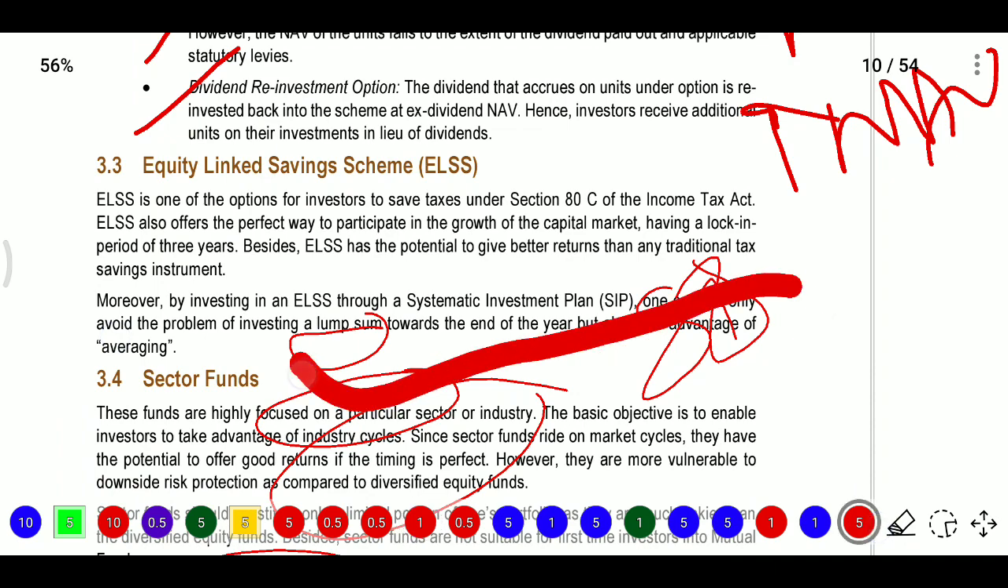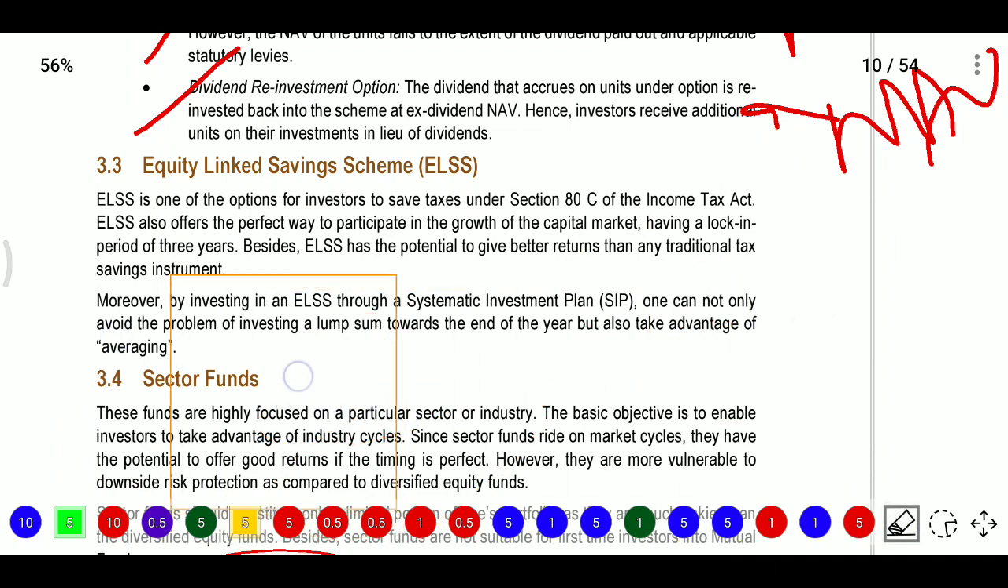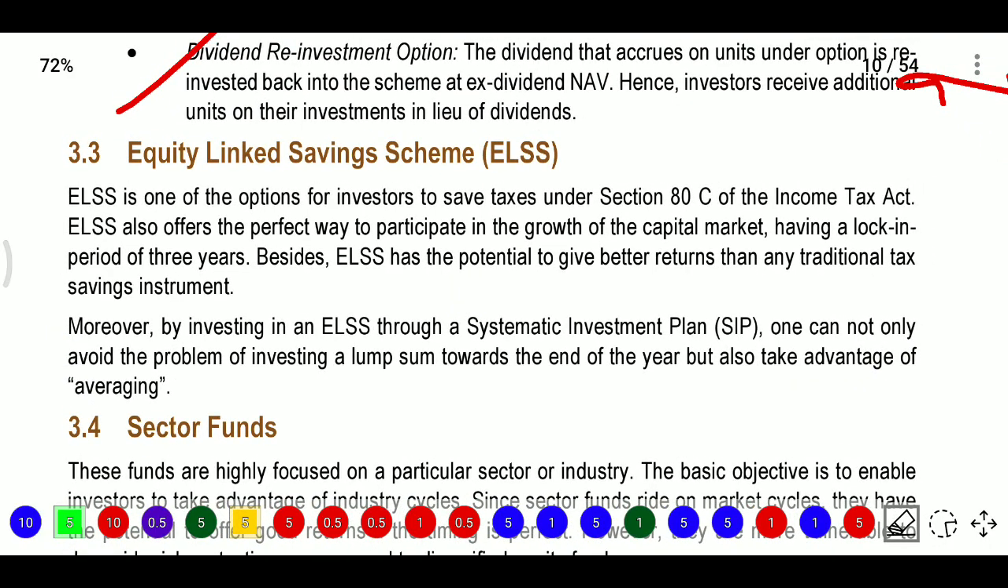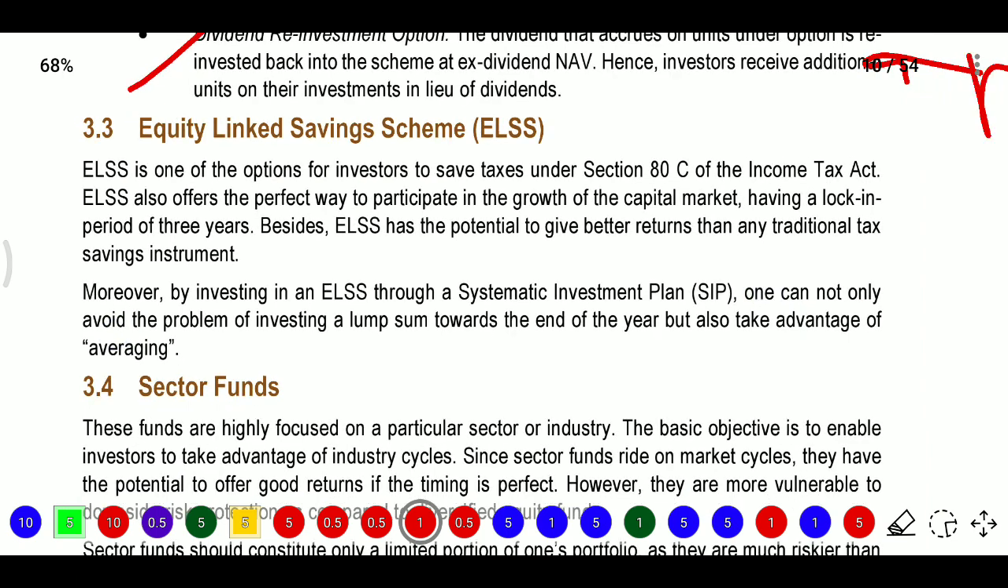Next, equity linked schemes. ELS will get a deduction under section 80C in income tax. Whenever you file income tax returns, if you have invested in this ELS scheme, you will get the deduction, and up to 1,50,000 is allowable. ELS also offers a good way to participate in the growth of the capital market, with a lock-in period of 3 years.